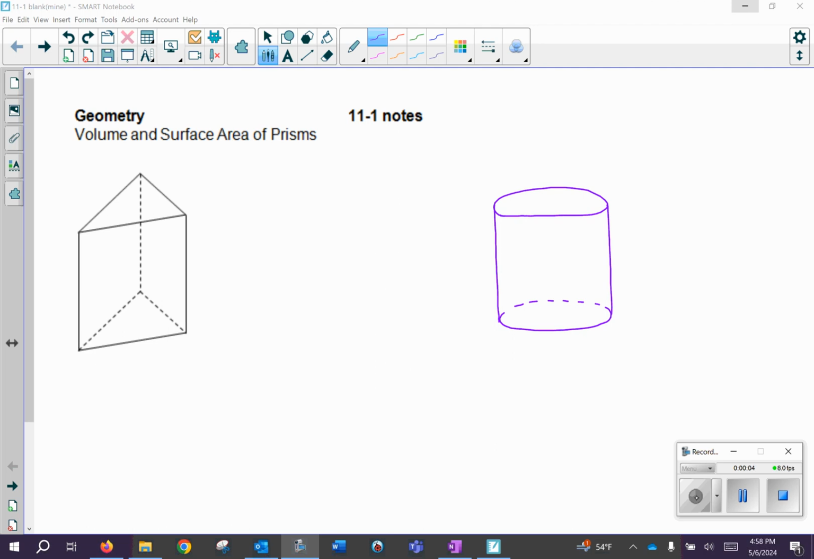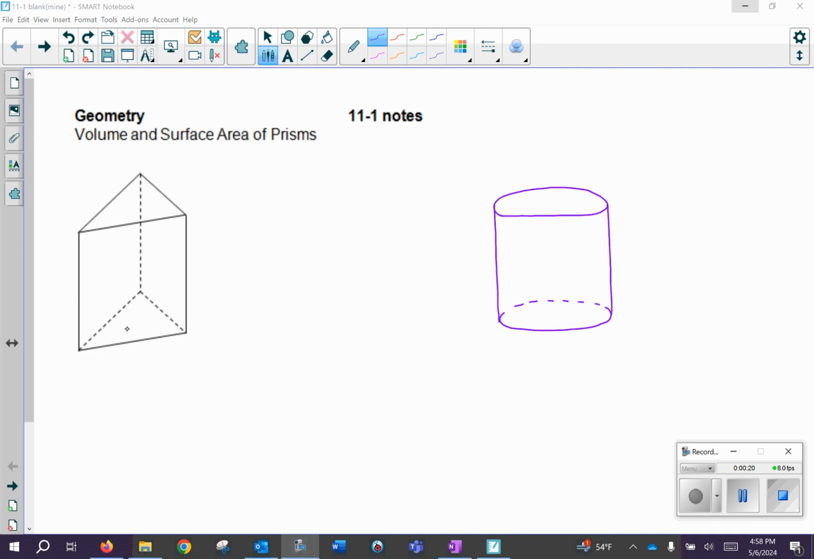In this section, we're going to start the difference between volume and surface area of prisms. And you guys know that we like to separate bases that are circular versus any other shape. Okay, so we're going to do that same thing here.